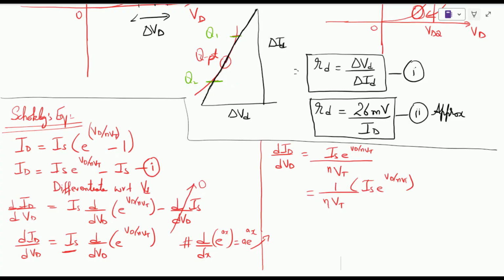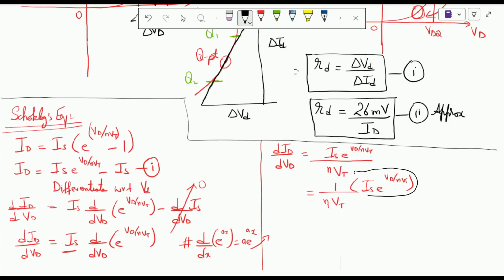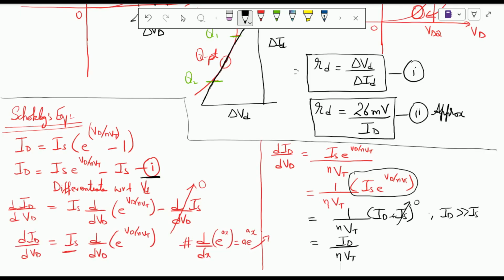Now this portion over here from equation number 1 is nothing but the sum of Id plus Is. So I can write this as 1 divided by nVt, and this becomes Id plus Is. So I have utilized equation 1 and replaced the numerator with its equivalent. And since we know that the forward bias current is always greater than the saturation current, we can neglect Is. Thus our equation then comes out to be Id divided by eta Vt. So this is what we have now.